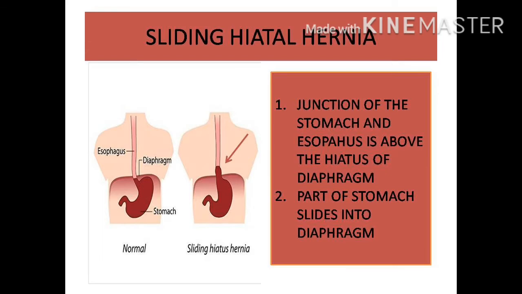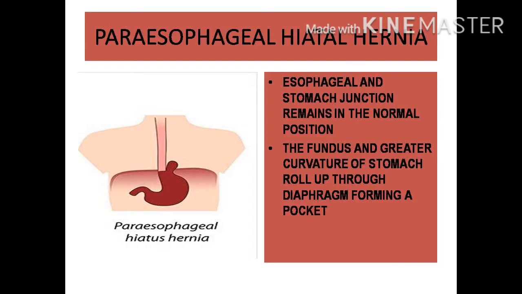The other one is paraesophageal hiatal hernia. In this, the esophagus and stomach junction remains in the normal position, but the fundus and the greater curvature of the stomach, that is the top portion of the stomach, will be rolling up through the diaphragm, forming a pocket-like structure.